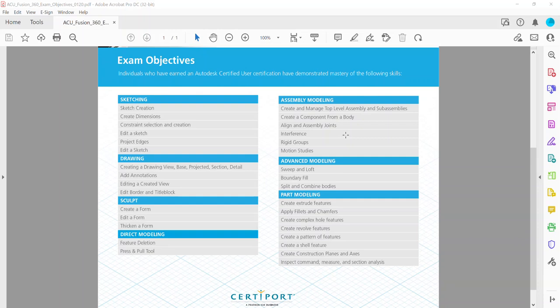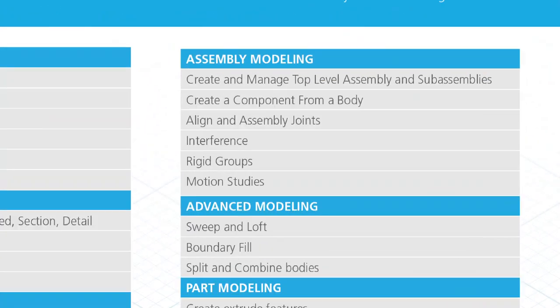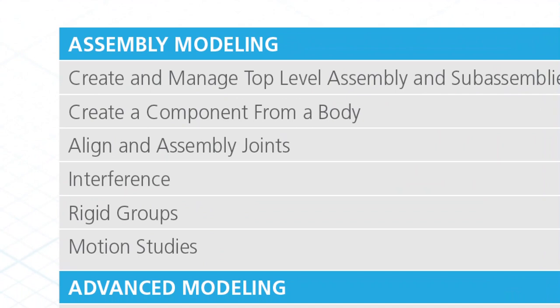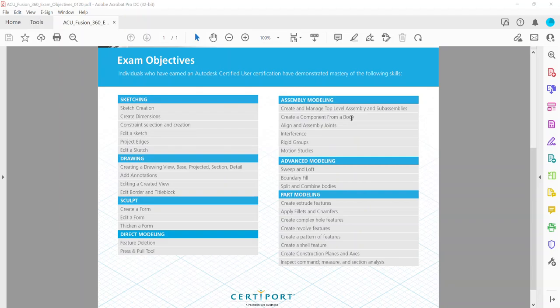Hey everyone, we're going to check out another Autodesk certified user exam objective for Fusion 360. In this one, we're going to continue to look at the assembly modeling category, and we're going to look at rigid groups. So with rigid groups, we're going to be able to see what we kind of have going on and how rigid groups make things a little bit easier.